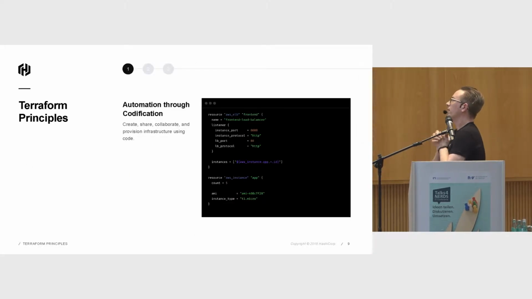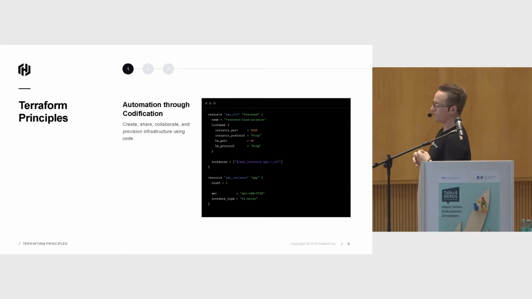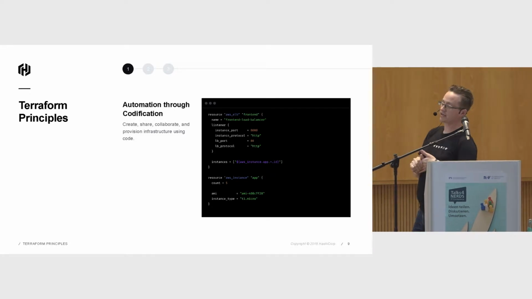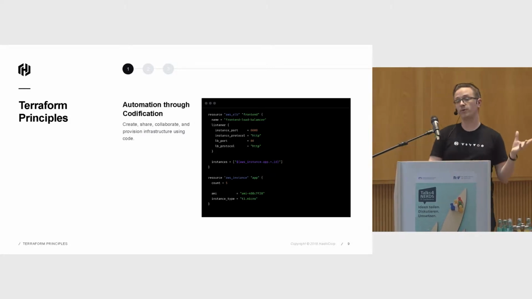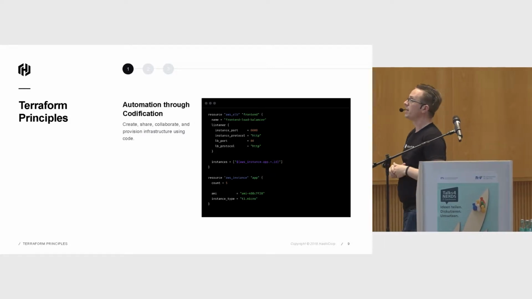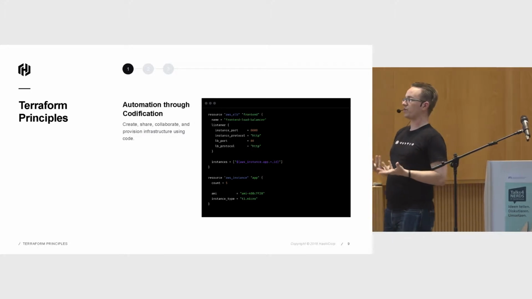So I'm going to talk about a few of the principles of Terraform, and actually of HashiCorp. HashiCorp ourselves, we have something called the Tao of HashiCorp, and there's a series of principles. You can look at them on the website. They're quite interesting to read. But one of those is automation through codification.